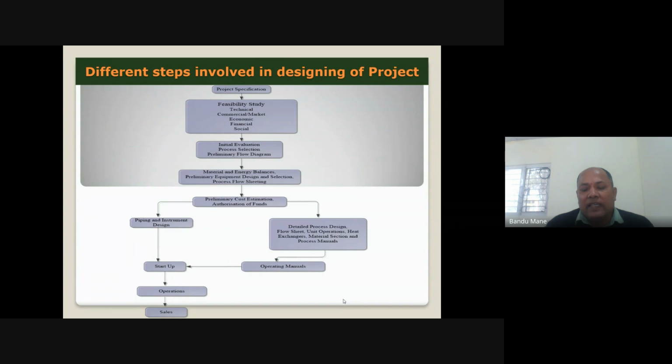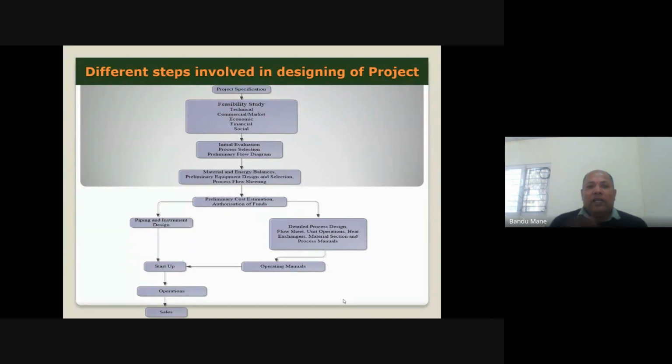Then these are other basic requirements: manpower requirement. Then after this feasibility report, initial evaluation, and your ancillary service requirements, you have to make a preliminary estimate of the cost of your dairy processing plant.